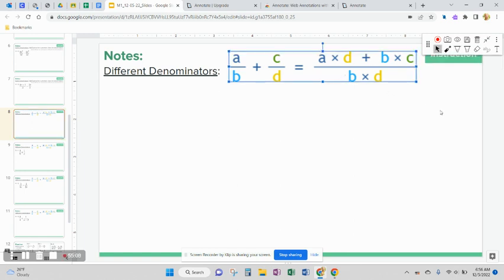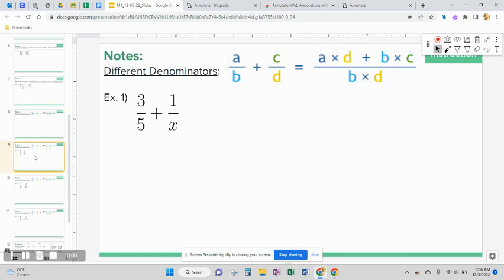To accomplish that, if we get a fraction a over b plus c over d, we can rewrite that expression into one single fraction by doing a times d plus b times c up top, and in our denominator we'll have b times d. It's a lot easier to see how this plays out in an example. Let's do it with example 1 right here. We have 3 over 5 plus 1 over x. In this case, 5 and x are denominators. Those are different things.